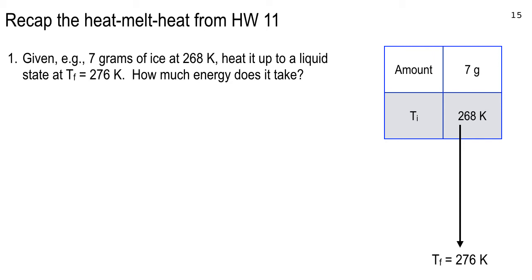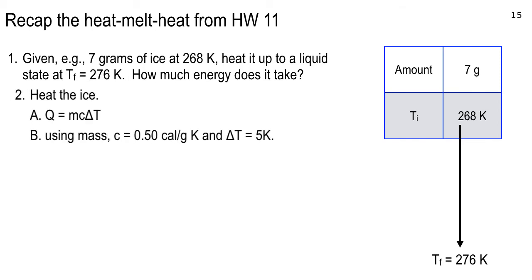So for instance, you may have had this very problem. Given 7 grams of ice at 268 Kelvin, heated up to a liquid state at final temperature 276 Kelvin, how much energy does it take? How many calories? I gave you a little table of data, something like this up here in the upper right, and then I listed the final temperature. And I said, okay, calculate it like we did on Tuesday. Now let's go through it again. I'm going to go through the concepts first, and then we'll go through the calculation.